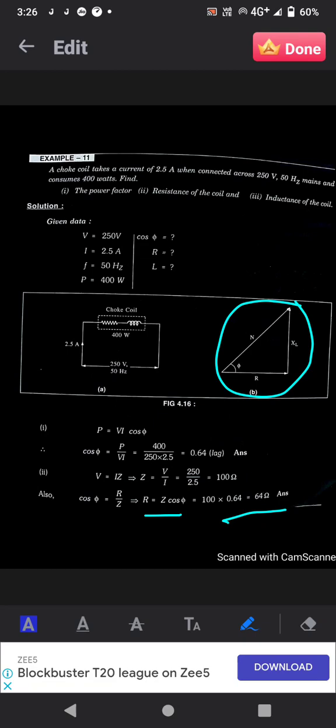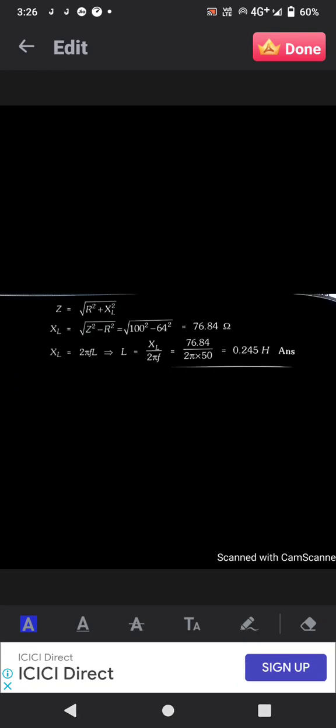Similarly, if you want the reactance of the circuit, we apply Z sin phi. Let us see the answer. Or else you can calculate using the impedance triangle, that is Z equals square root of R square plus XL square. From that we calculate XL, and from the XL we can calculate the inductance.